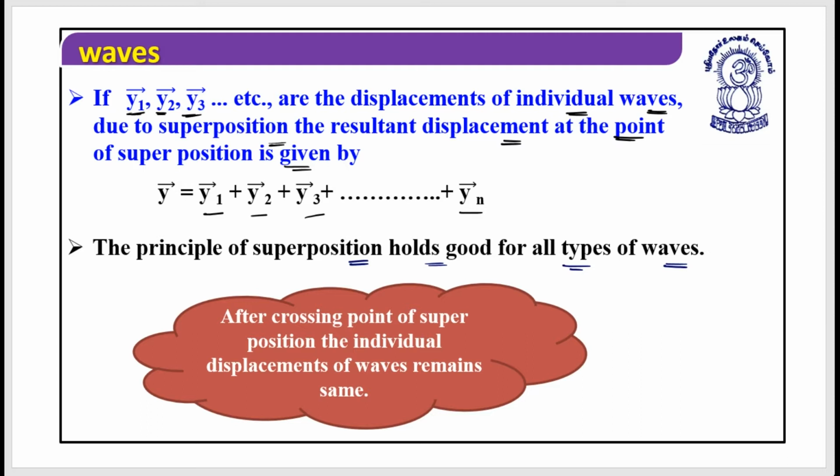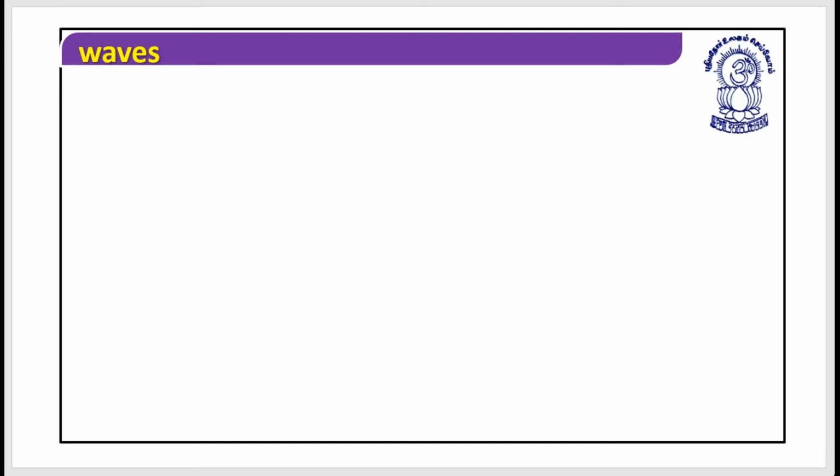I hope this is clear. One very important point is that after crossing the point of superposition, the individual displacements of the waves remain the same always. Please do remember this. Let's see certain mathematical treatment of the same.